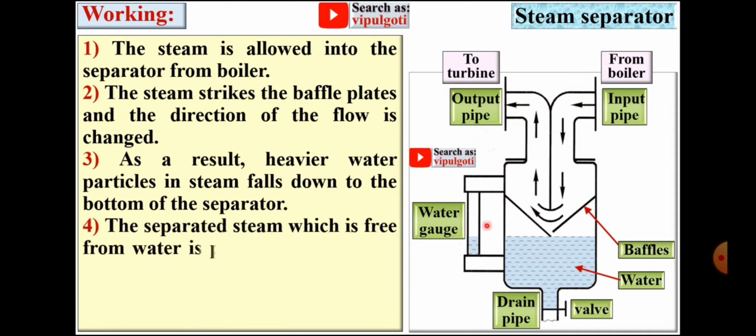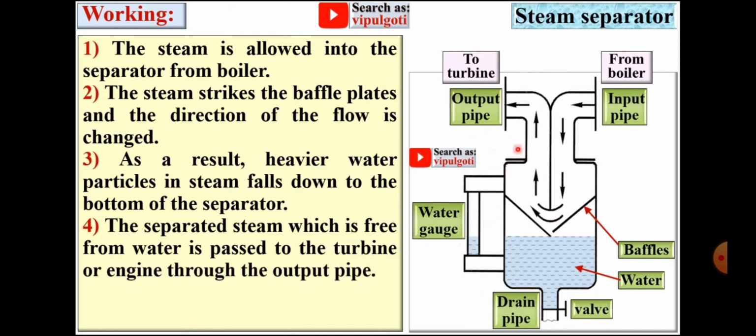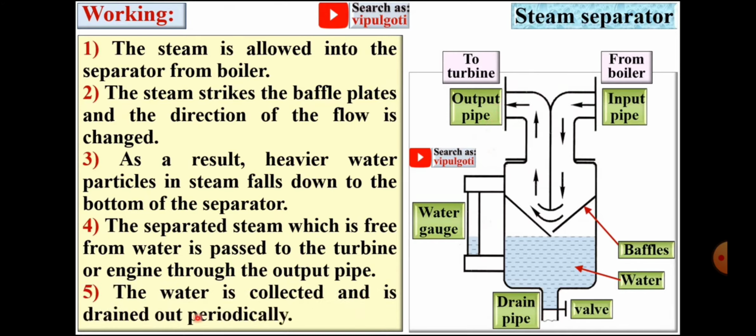The separated steam, which is free from the water, is passed to the turbine or engine through this output pipe. The water is collected and is drained out periodically with the help of this valve. Now let's see the animation of the steam separator.